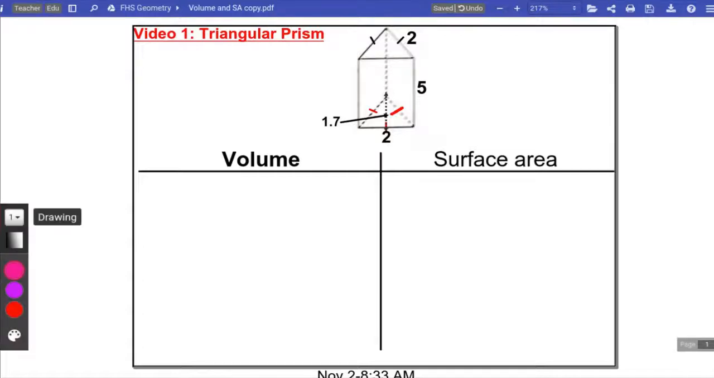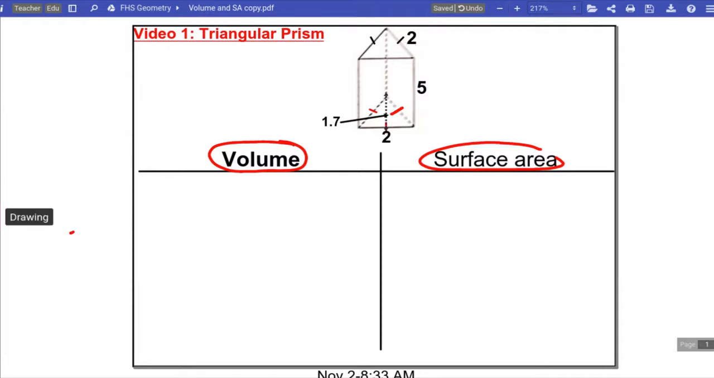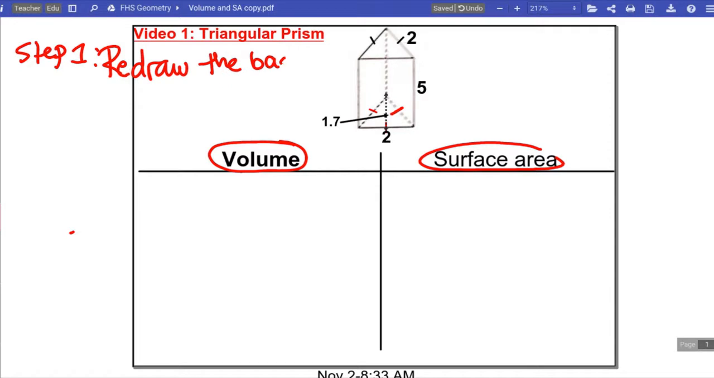So what we're going to do today is work on the volume and surface area of a prism, right? I'm going to break it down into steps. All right, step one. Step one is for you to redraw the base shape, right? So how do I know the base shape?